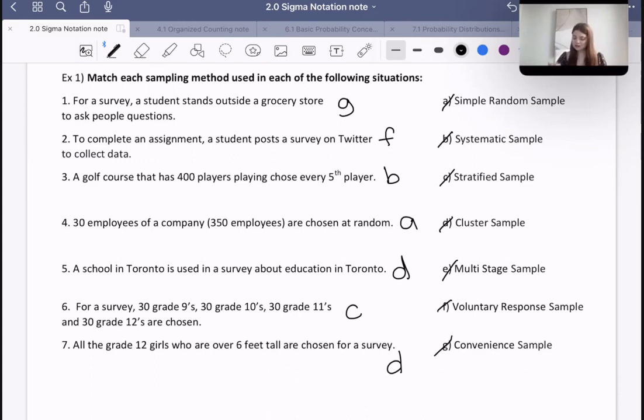I guess we could argue it might be multi stage sampling in the sense of we're choosing only grade 12s and also only people who are over 6 feet tall. So perhaps that's what they're getting at there.